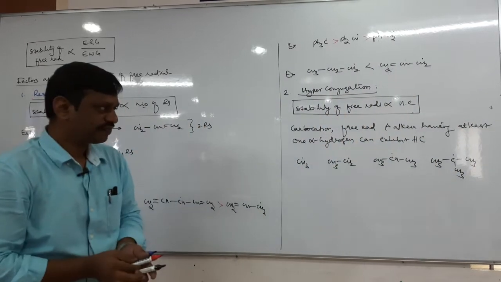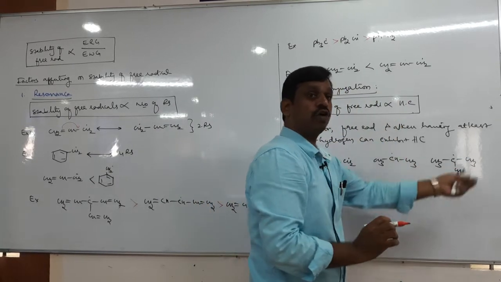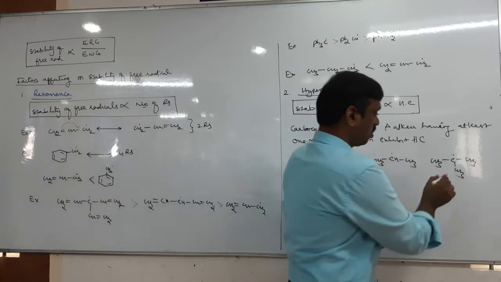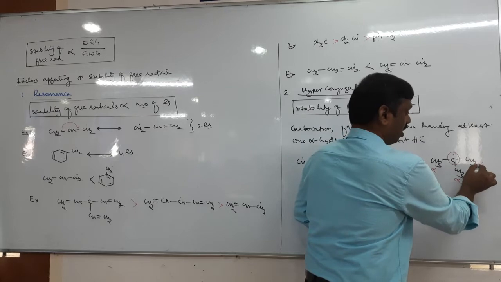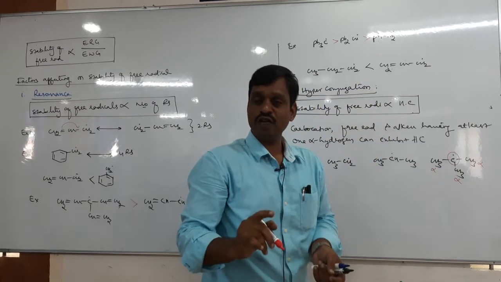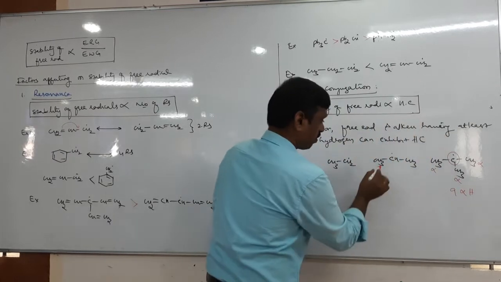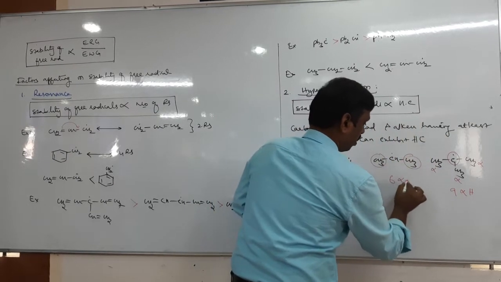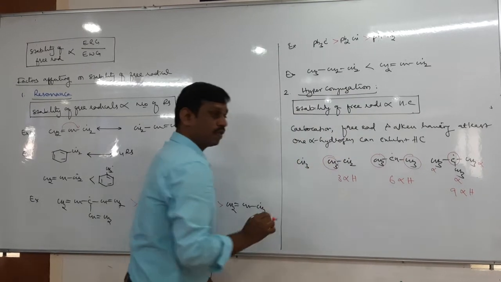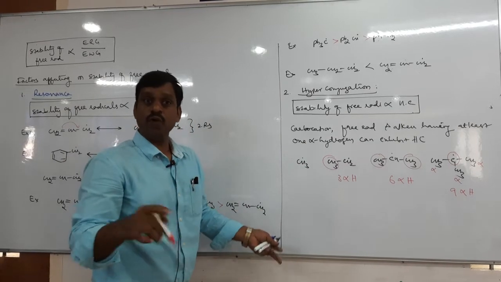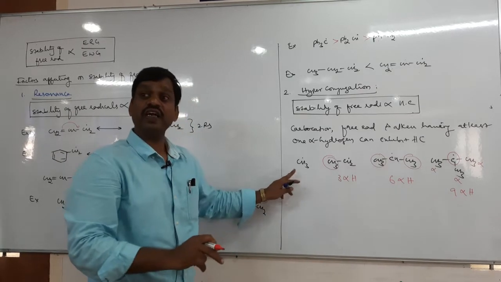Let me tell first this one. How many alpha hydrogens does it have? This is the free radical carbon, and there are 3 alpha carbons. Each alpha carbon has 3 hydrogens, total 9 alpha hydrogens. Here there are 6 alpha hydrogens, here 3 alpha hydrogens. Here there is no alpha carbon, so no alpha hydrogen. These 3 hydrogens are not alpha hydrogens.